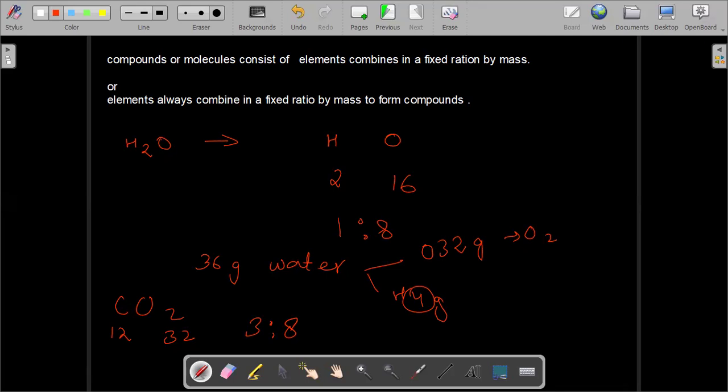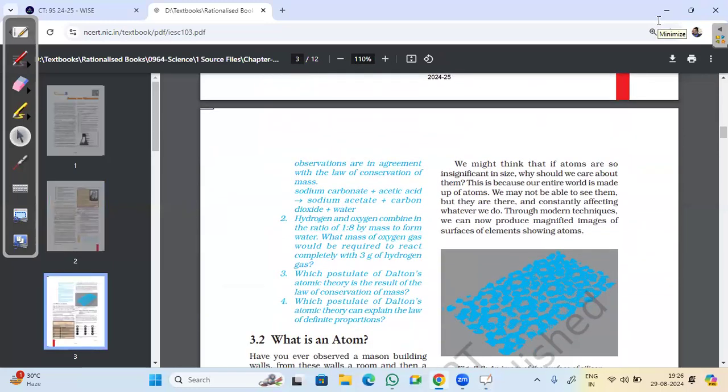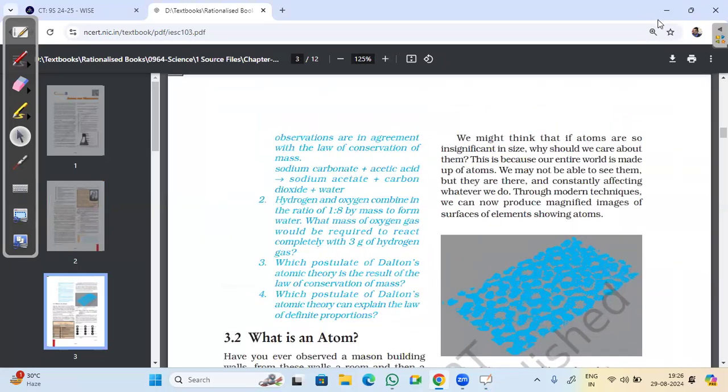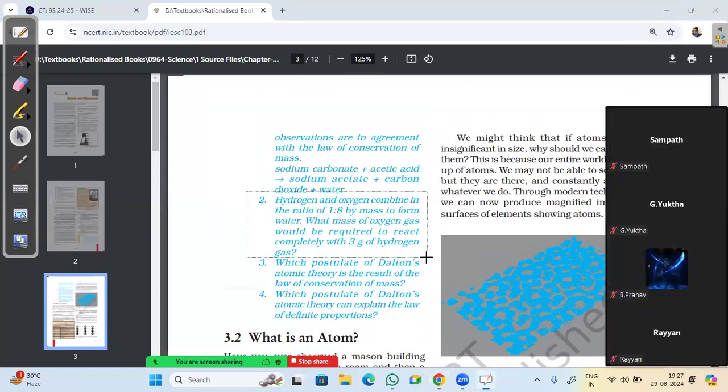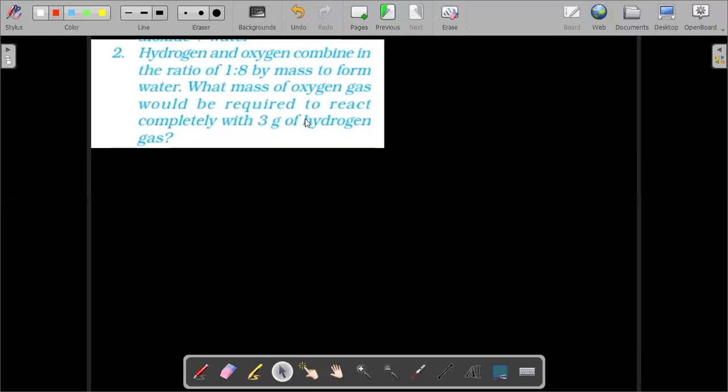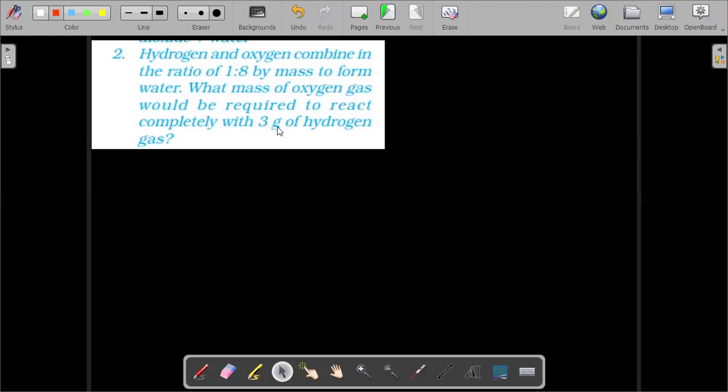Okay, so let's do this question. See, hydrogen and oxygen, in what ratio do they combine? Yeah, 1:8. Hydrogen and oxygen always combine in the ratio 1:8 by mass to form water. What mass of oxygen gas would be required to react completely with 3 gram of hydrogen? So 24 grams. Yeah, 24 grams, yes.